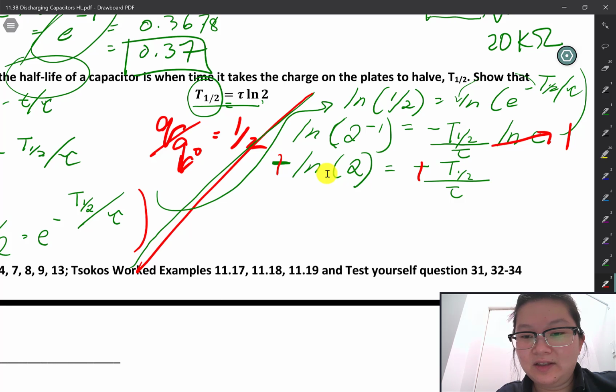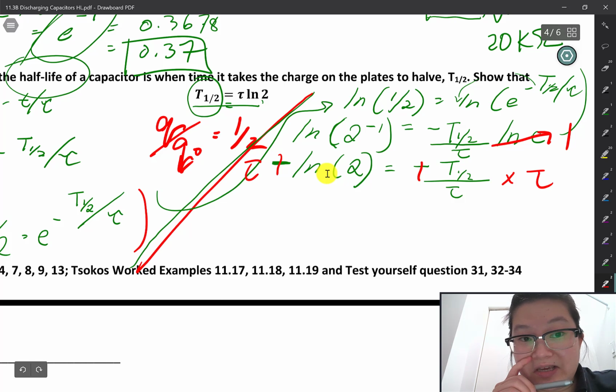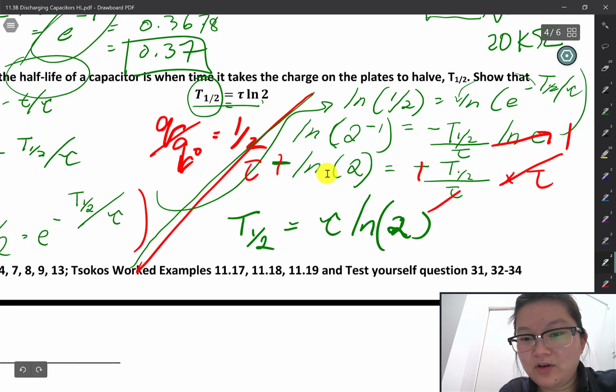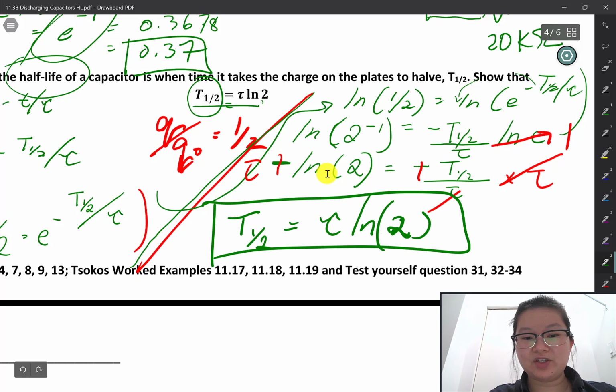And hey, this is looking a lot more like what we need to get to at the end. The last step is multiplying my tau on both sides of the equation to get rid of the tau here on the bottom. And finally, I get the half-life, t half-life, is going to be tau times ln 2. Okay, so there you go. Woohoo! So that's showing the relationship between the time constant as well as the half-life.